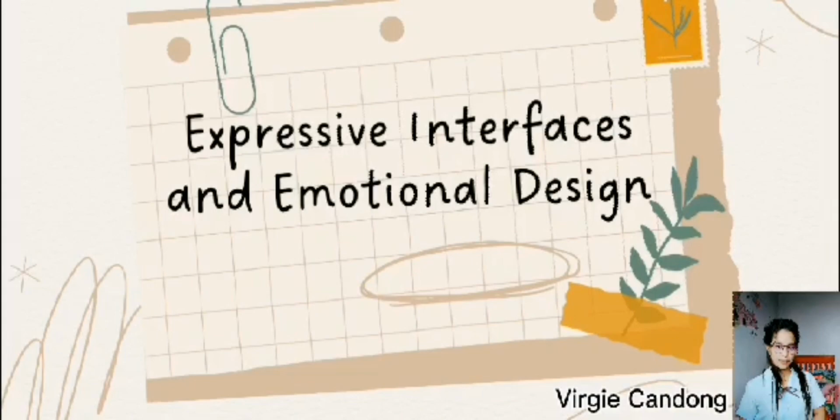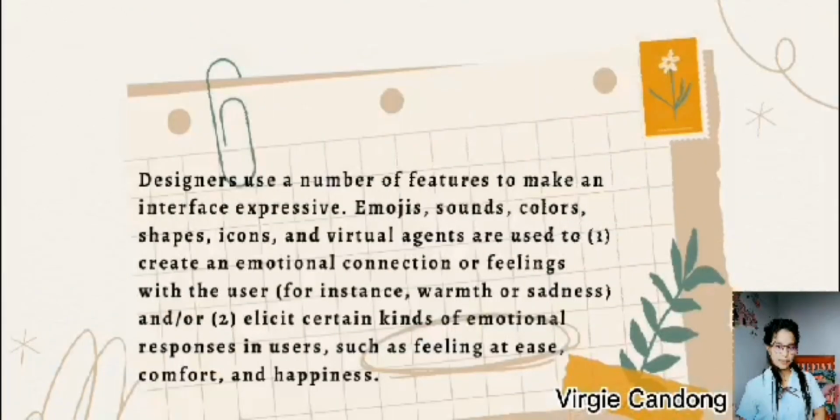Expressive interfaces and emotional design. Designers use a number of features to make an interface expressive. Emojis, sound, colors, shapes, icons, and virtual agents are used to: 1. Create an emotional connection or feelings with the user, for instance, warmth or sadness. And/or 2. Elicit certain kinds of emotional responses in users, such as feelings of ease, comfort, and happiness.